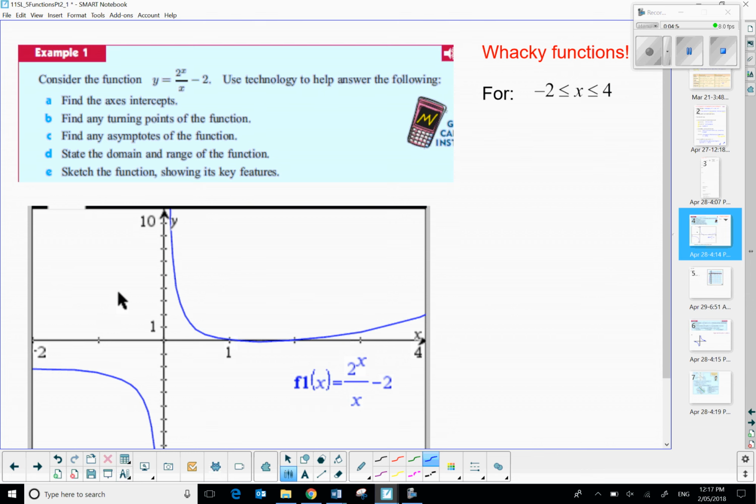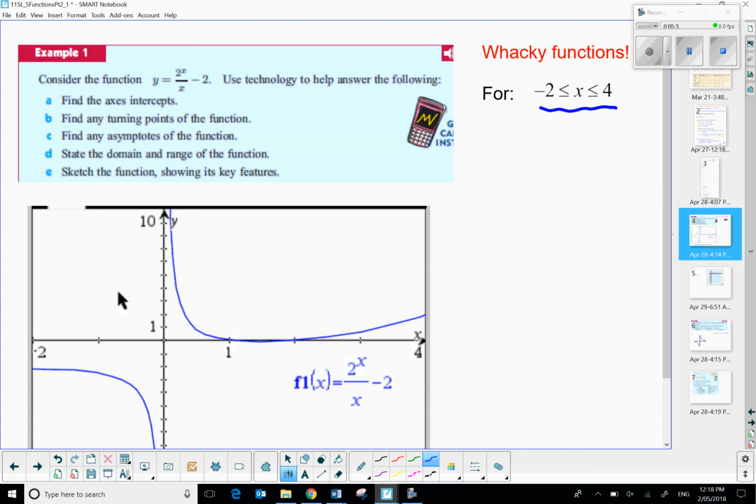Sometimes you're going to be given a function that you've got no idea what it's going to look like. This will obviously occur in your paper 2, where you have a calculator. So in this example here, we've got this function, y equals 2 to the x divided by x minus 2. And we've set a domain restriction here of -2 up to 4. And you'd be asked to put this in your calculator and then determine all these features of the graph. And then at the end, you need to sketch it showing those features.